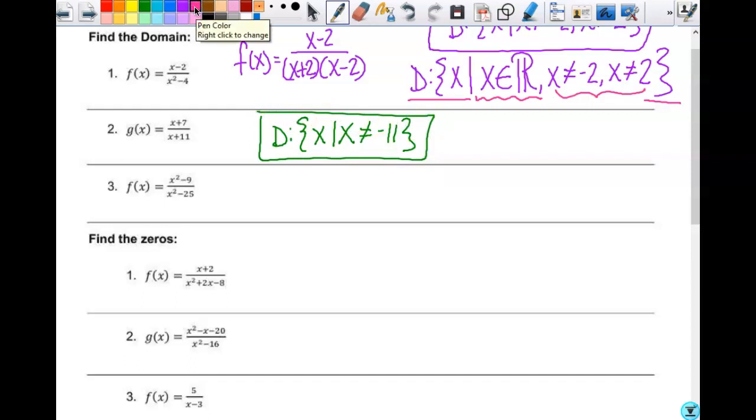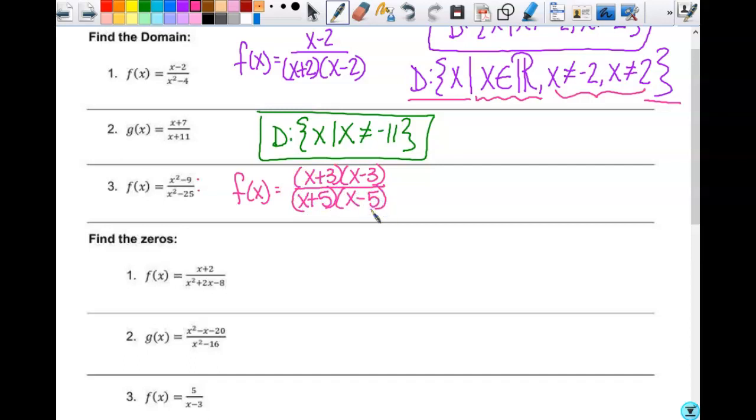All right, let's look at number 3. So I have 2 differences of squares. So I'm going to factor. So f of x equals x plus 3 times x minus 3 over x plus 5 times x minus 5.